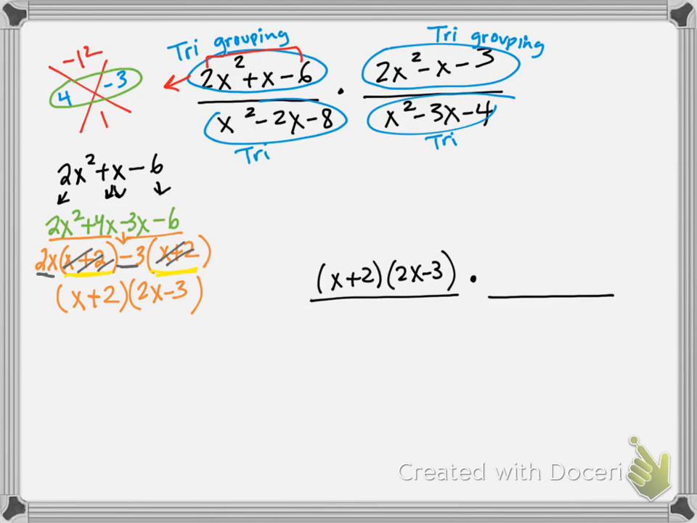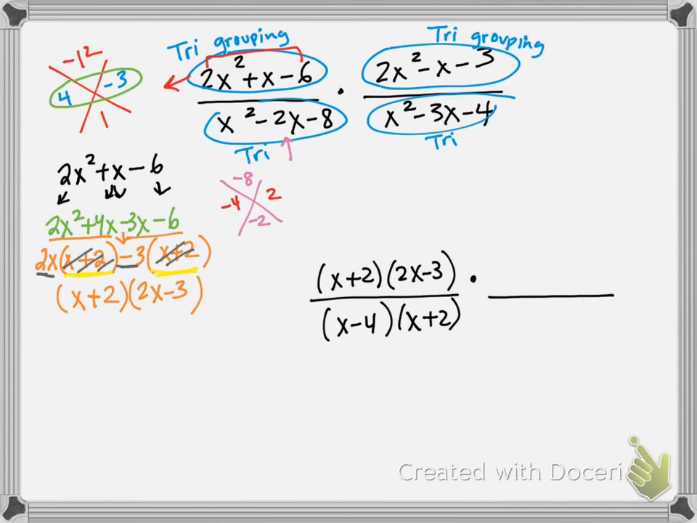Now let's factor the denominator. I know this requires no grouping, so I'm saying what multiplies to negative 8 and adds to negative 2. The factor pair that would work here would be negative 4 and 2. So in the denominator, I'm going to have x minus 4 and then x plus 2.